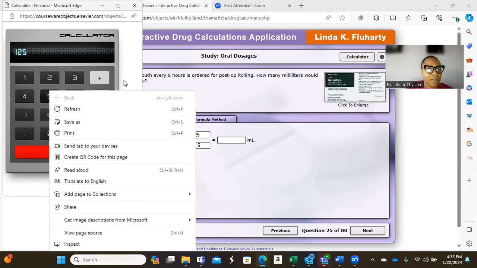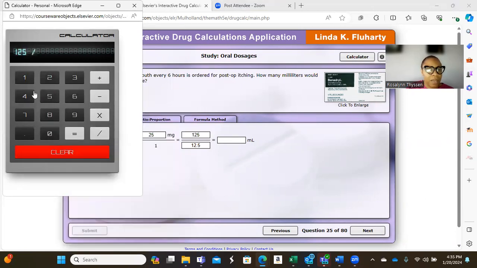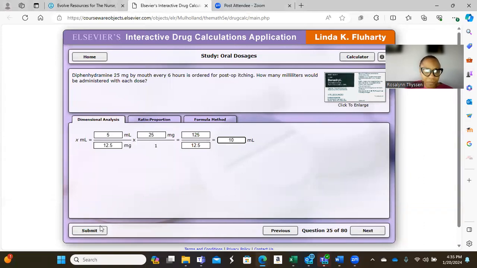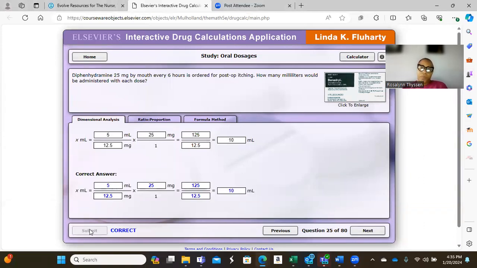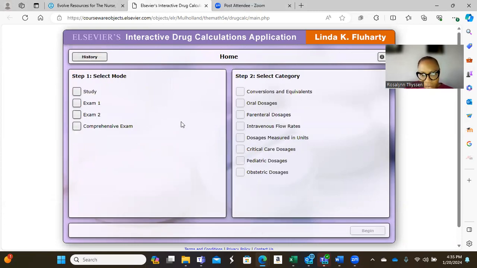125 divided by 12.5, and that's 10 mils. Woohoo! All right. So let me go back home and let me go to something different.